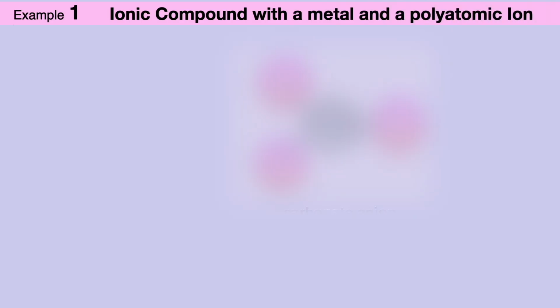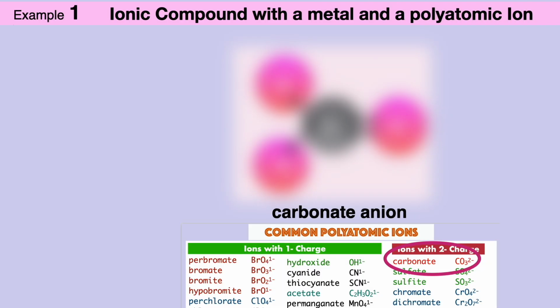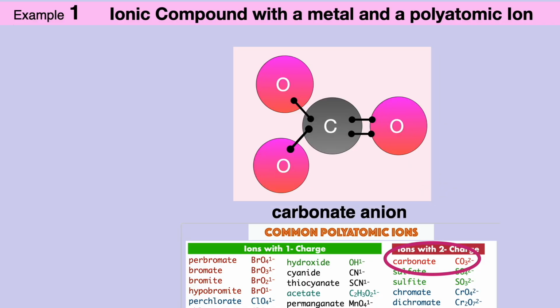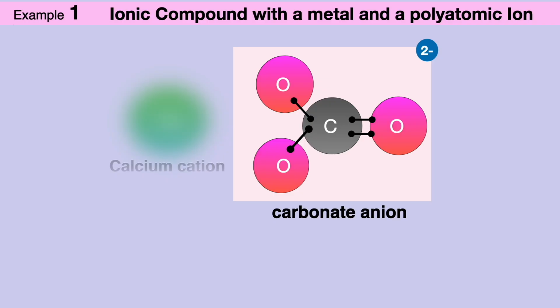In the first example, we consider an ionic compound formed by a metal and a polyatomic ion. Here the polyatomic ion is a carbonate anion, which is covalently bonded by carbon and oxygen atoms. It has an overall charge of -2.